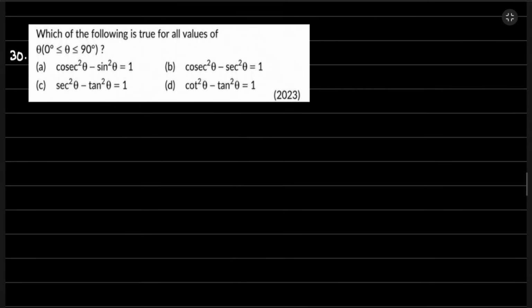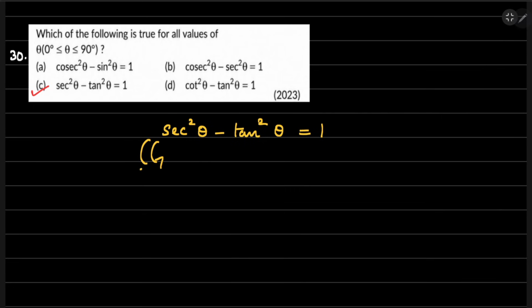30th question. Which of the following is true for all values of theta? So which identity is true here? As we were seeing, secant square minus tan square equal to 1 is the correct answer. This is the correct identity. Or if you had an option, cosecant square minus cot square is also equal to 1. Sine square plus cos square is also equal to 1. But none of the other three identities are correct here. Option number C is correct. Secant square theta minus tan square theta is equal to 1.